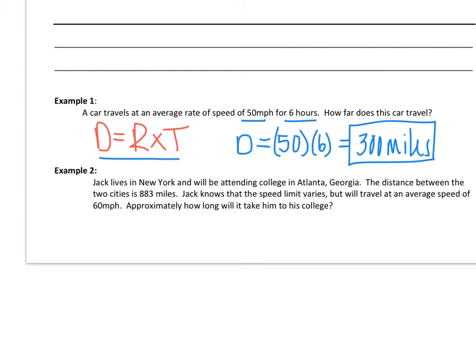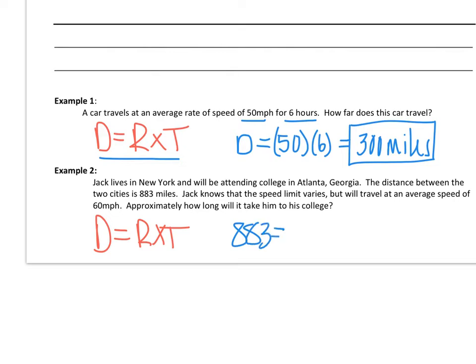Now the second question says Jack lives in New York and he's going to be attending college in Atlanta, Georgia. The distance between the 2 cities is 883 miles. Now Jack knows that the speed limit will vary his entire trip, but he's going to travel at an average speed of 60 miles per hour. So approximately how long will it take him to get there? Again, it's just a different variation of the same function. All you're going to do is plug in the values that you know. In this case, it gives us the distance of 883 miles.